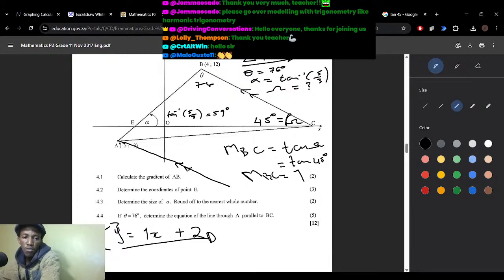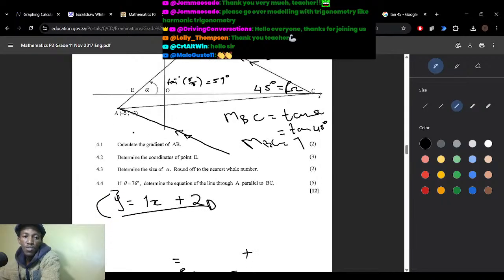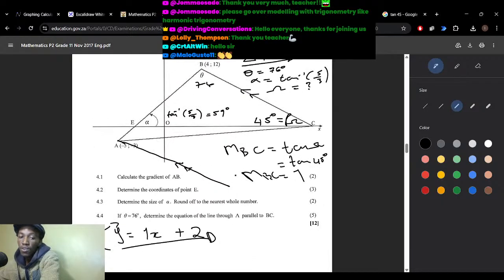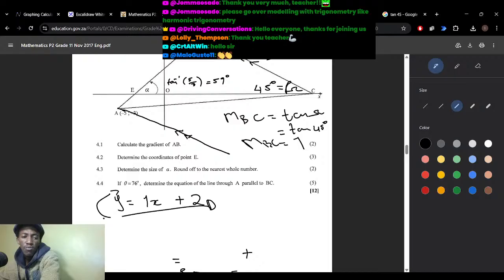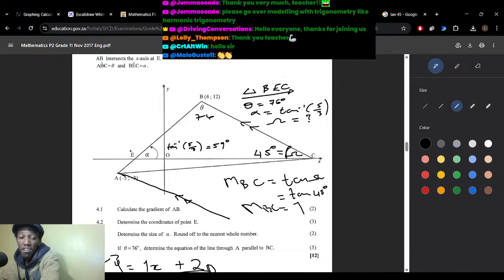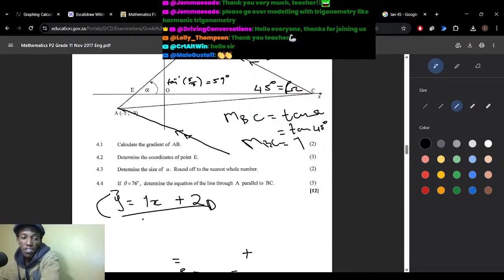And then, since this line passes through A, we took point A and substituted it into our equation of a straight line, which is y equals mx plus c. Then we solved for c, and it turns out that c is equal to 2. So our equation of a line parallel to BC passing through A is y equals 1x plus 2. Right.